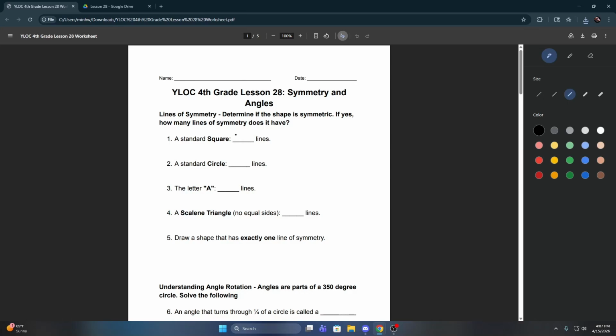Hello, welcome to Lesson 28, Symmetry and Angles. Let's start with lines of symmetry. Determine if the shape is symmetric. If yes, how many lines of symmetry does it have?